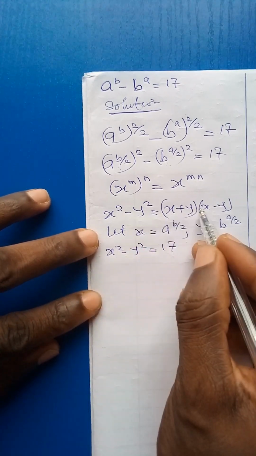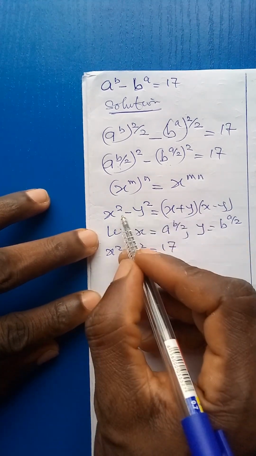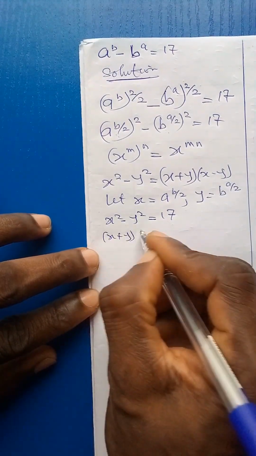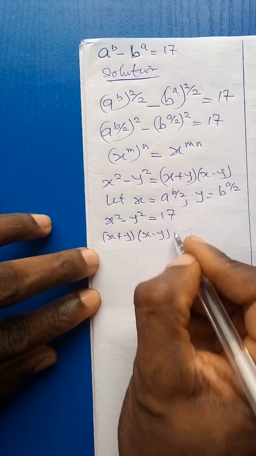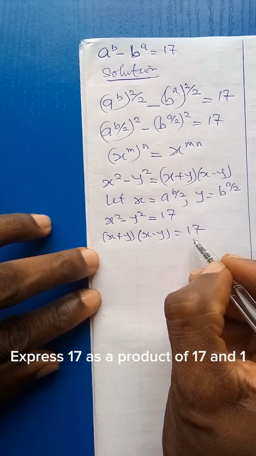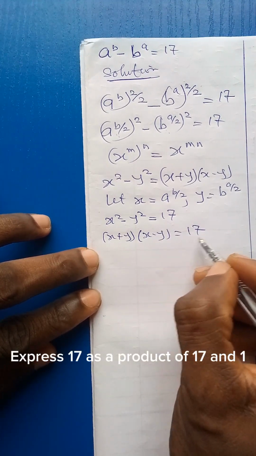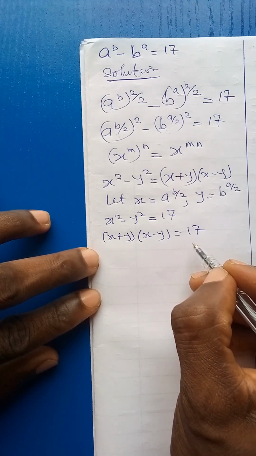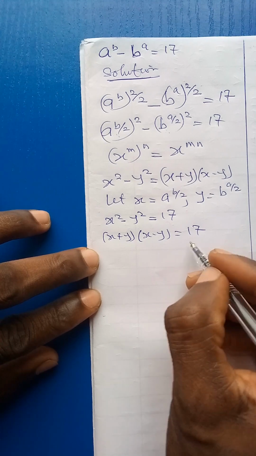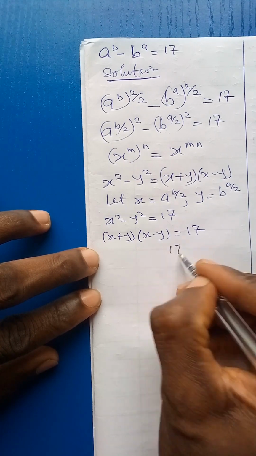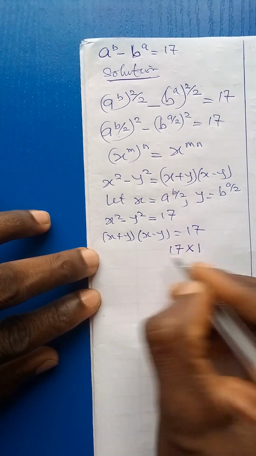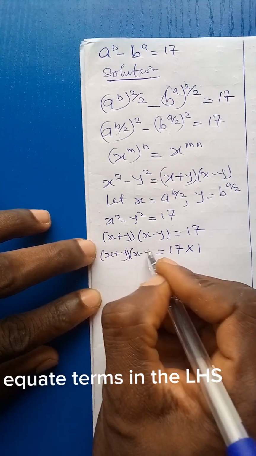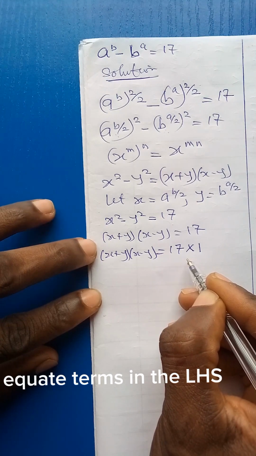And applying this expansion of difference of two squares, what I have is x plus y times x minus y is equal to 17. The next thing I will do is to express 17 as a product of two factors. 17 is a prime number. The factors of 17 are 17 and 1. So x plus y times x minus y is equal to 17 times 1.